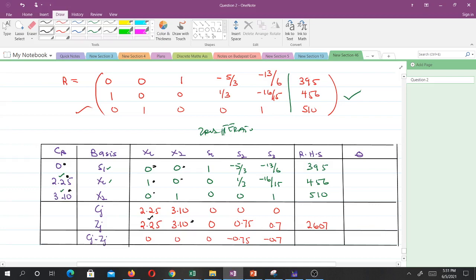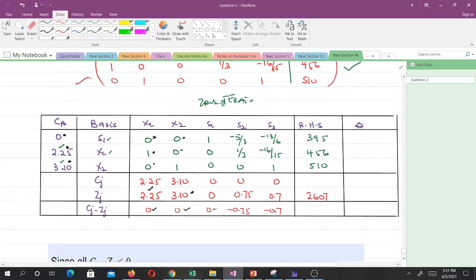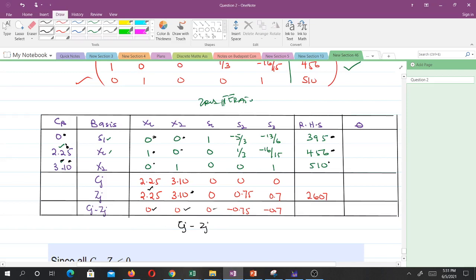So when we do our subtraction, 2.5 minus 2.5 is 0. 3.1 minus 3.1 is 0. 0 minus 0, 0, everything. Okay, so to get the right hand side, it is 0 times 395 plus 2.5 times 456 plus 3.1 times 510. Okay, that will give us 2607. So we can see that when it comes to our ZJs, our CJ minus ZJ, they are all less than or equal to 0. Okay, so that means that the solution we have at this stage is the optimal solution. So we would have to terminate the iteration process.